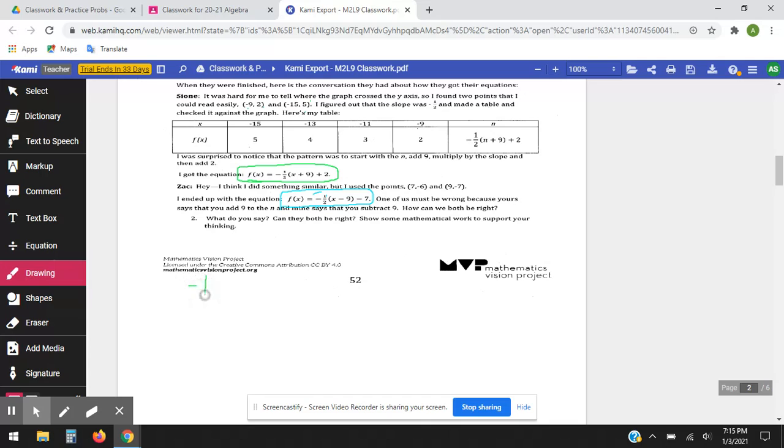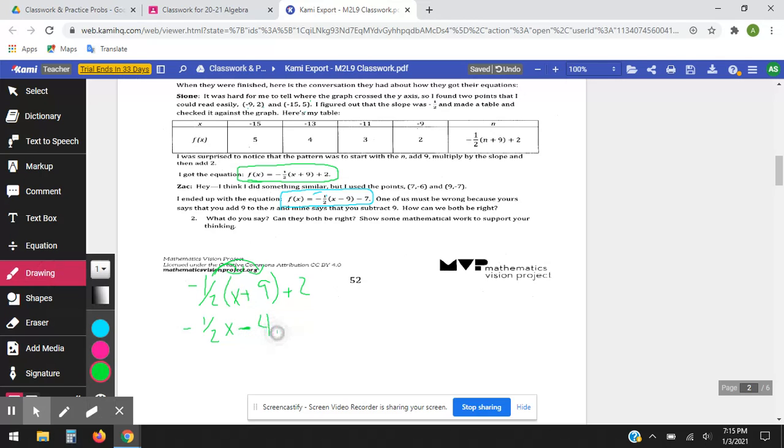So if I do -1/2 x plus 9 plus 2, I'm going to distribute the -1/2. So -1/2 x plus 1/2 of 9 is 4.5. I'm actually going to do the decimal on here just because it's easier for me in this case. So I'm not even going to do a plus. We're going to do minus because it's negative, minus 4.5 plus 2. If I combine those two, I end up with -1/2 x minus 2.5. Okay, so that's what my y equals for this one.